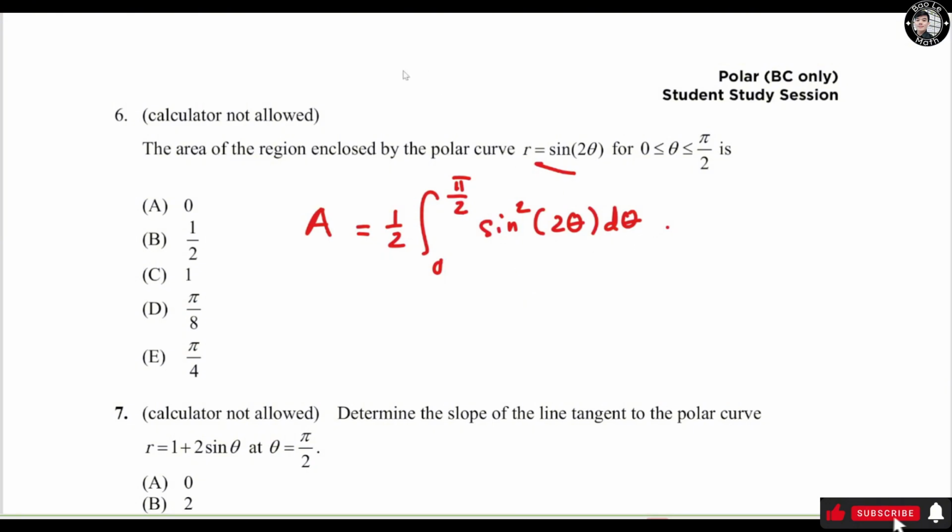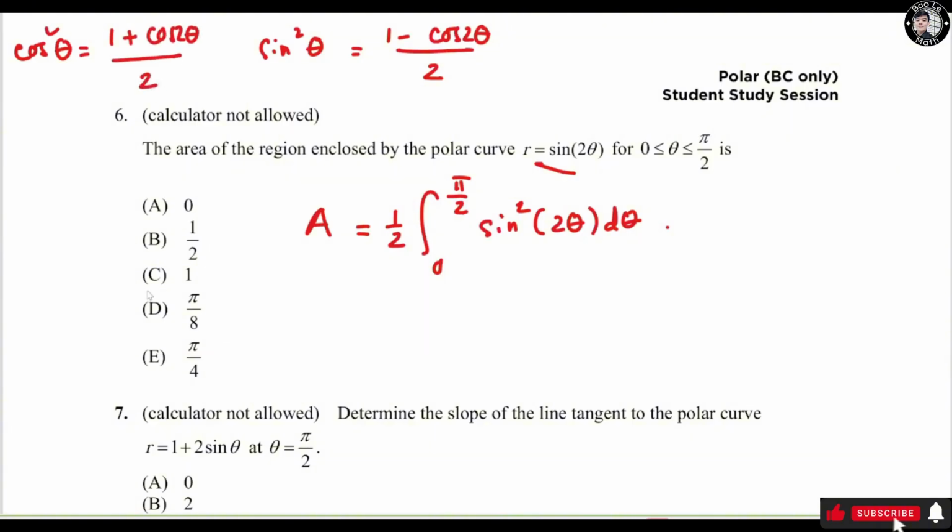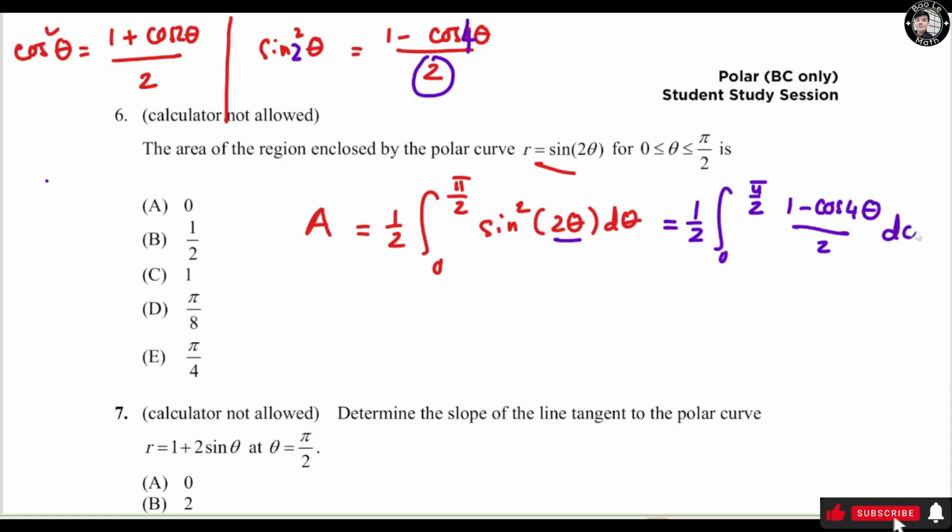So we're going to use this formula. Sine squared of theta is going to be 1 minus cosine 2 theta divided by 2. Remember, cosine squared of theta is going to be 1 plus cosine 2 theta divided by 2. Now, since the angle is 2 theta, if I put 2 right here, this guy must be doubled, so it should be 4. This guy stays. Keep in mind, you don't double this guy. So this becomes 1/2 integral from 0 to pi over 2 of 1 minus cosine 4 theta divided by 2 d theta.